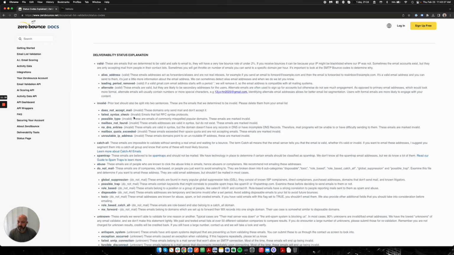The possible typo, this is something that really is a nice feature, especially if you have a sign up form and you're using our real-time validator. The possible typo is where we are able to detect that the domain, and this is really for a lot of the big and popular domains, was spelled wrong. And so we're going to give you back a status of invalid, possible typo as the substatus. And then we have a column on the data that will say, did you mean?